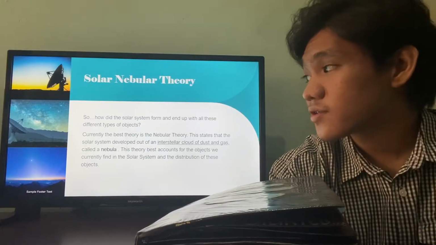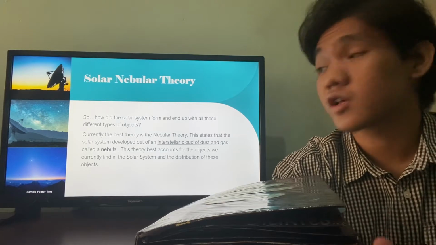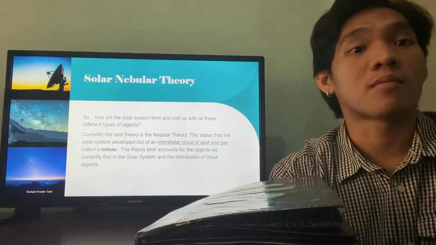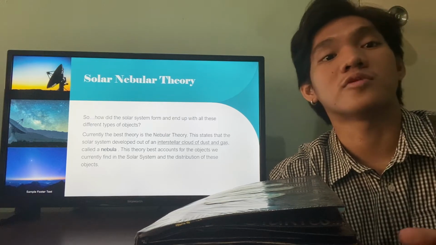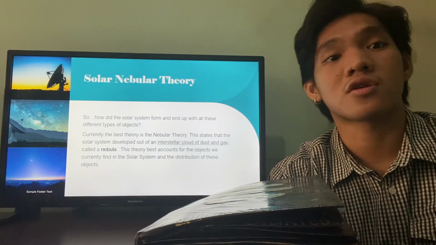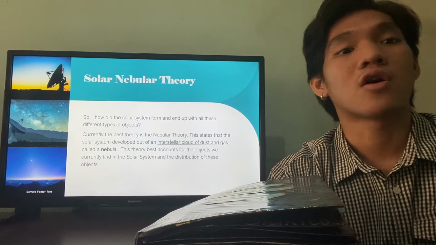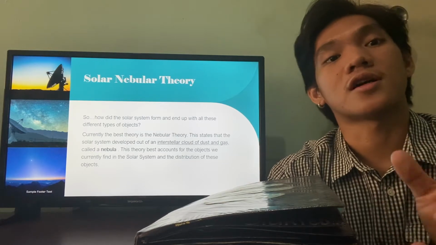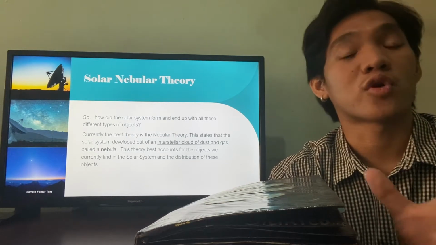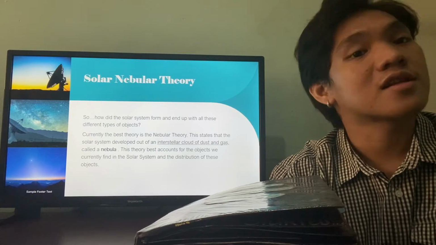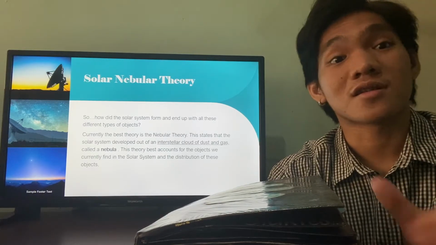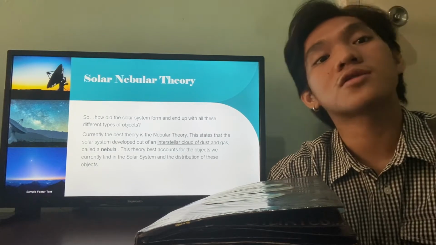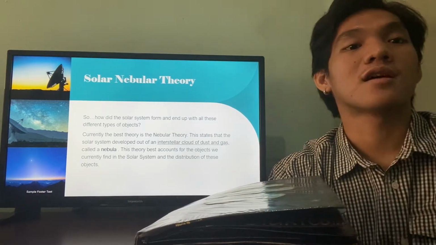How did the solar system form and end up with all of these different types of objects? Why is the asteroid belt in between Mars and Jupiter? Why is there another asteroid belt, called the Kuiper belt, outside of Neptune? The Oort cloud. Why are the outer planets larger than the inner planets? Why are they more gaseous? And why are the inner planets more terrestrial? Why is the sun so big? Why is the sun made up of hydrogen and helium? So we're all going to talk about it in this lesson.